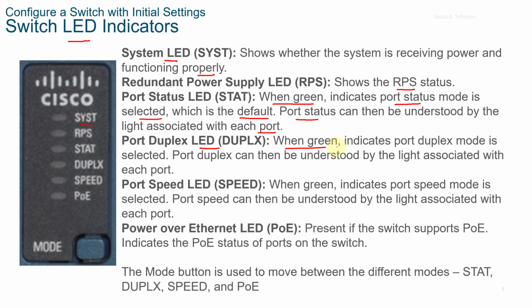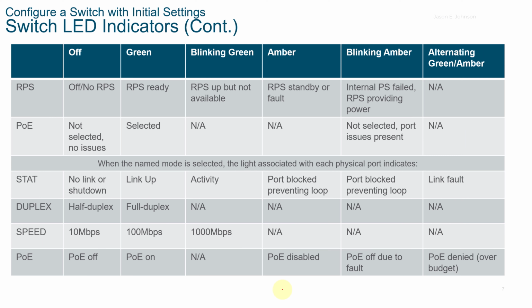The port speed LED, when that is green, indicates the port speed mode is selected, and the port speed can then be understood by the light associated with each port. And the power over Ethernet, or PoE, if the switch supports PoE, indicates the PoE status of the ports on the switch. The mode button is used to move between the different modes: stat, duplex, speed, and PoE. This is a chart that shows you each of the modes, and if it's off, if it's on, if you get a blinking green, an amber light, a blinking amber light, or an alternating green and amber light, what their meanings are.